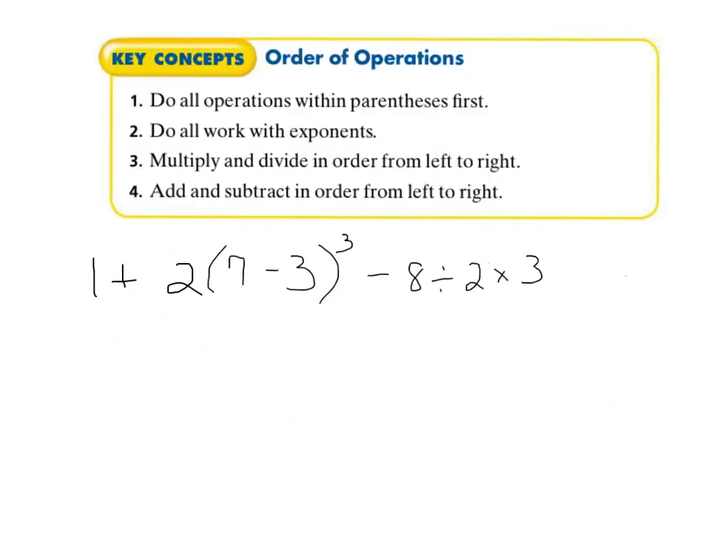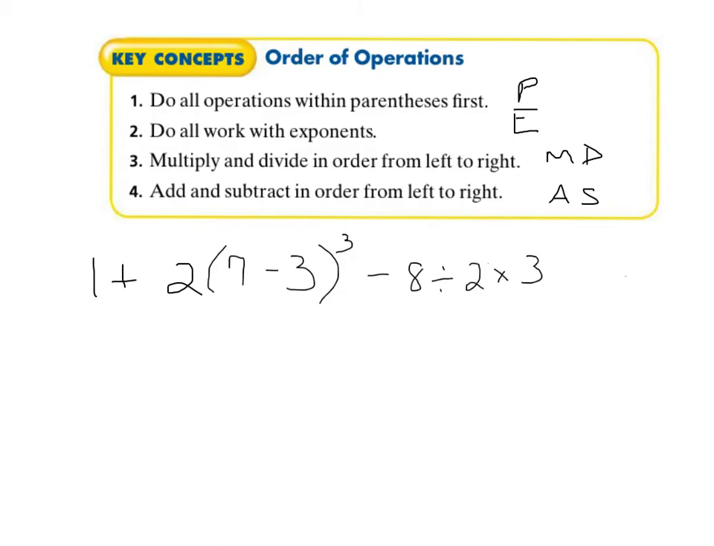Let's return to the order of operations. Okay, remember we said order of operations was PEMDAS. Do all operations within parentheses first, followed by exponents, followed by multiplication and division from left to right, followed by addition and subtraction from left to right. Remember, with multiplication and division, it's whichever operation comes first. You don't have to do multiplication then division. If division comes first, you do division first. If multiplication comes first, you do multiplication first.